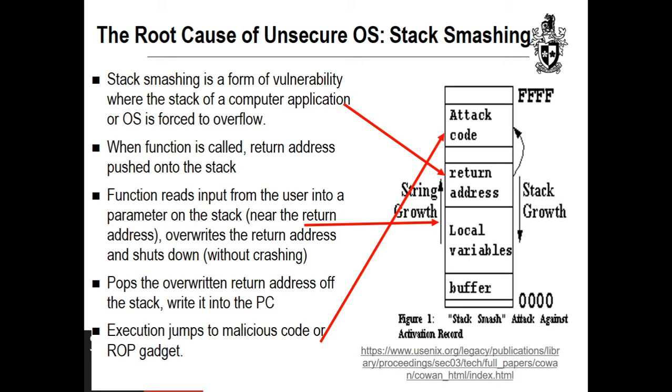Stack smashing is a form of vulnerability where the stack of a computer application or OS is forced to overflow. When a function is called, the return address is pushed onto the stack. The function receives input from the user into a parameter on the stack, which overwrites the return address. It then pops the overwritten return address off the stack into the PC. Execution jumps to machine code or a ROP gadget.